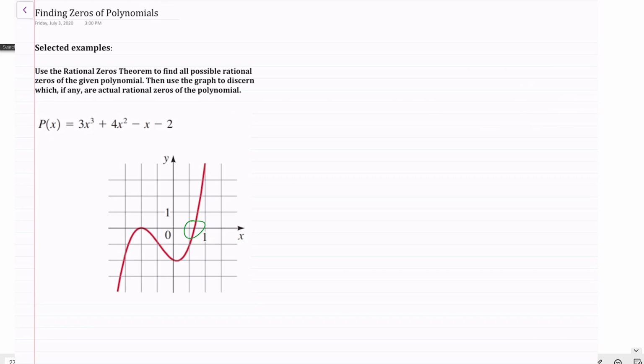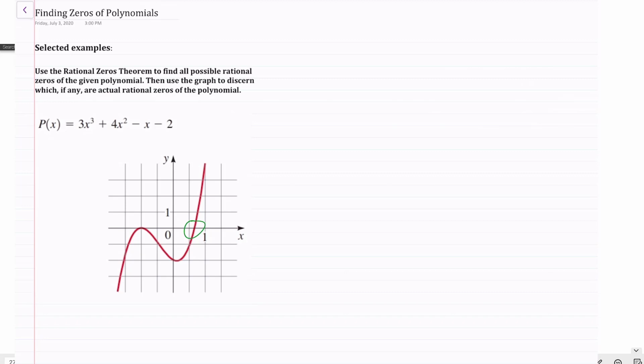But reading fractional values like that can be tricky because they all look like 1/2 or 2/5 or something like that. It's very, very difficult to read those with any real accuracy. But in this case, it's permissible because it's part of the instructions. They're telling us, look at that zero right there and see if it's one of the ones that the rational zeros theorem is going to cough up.